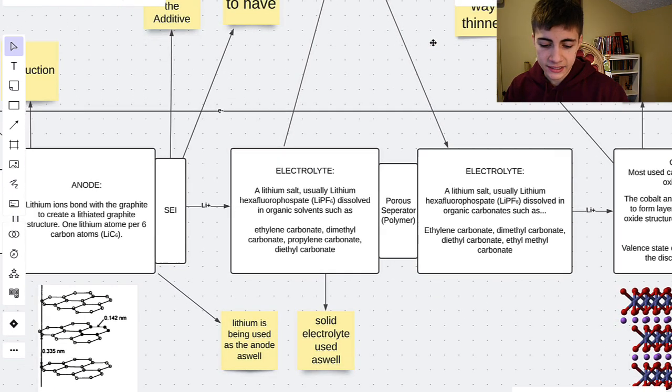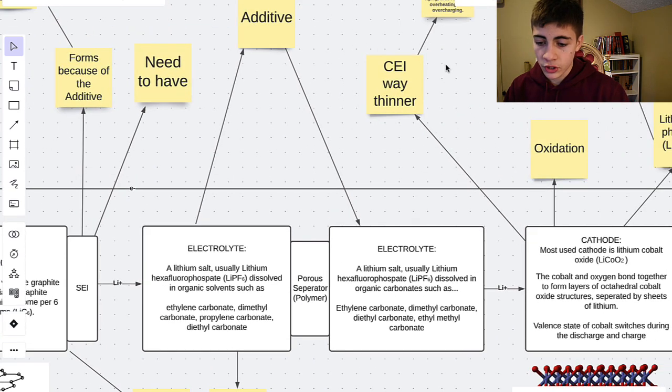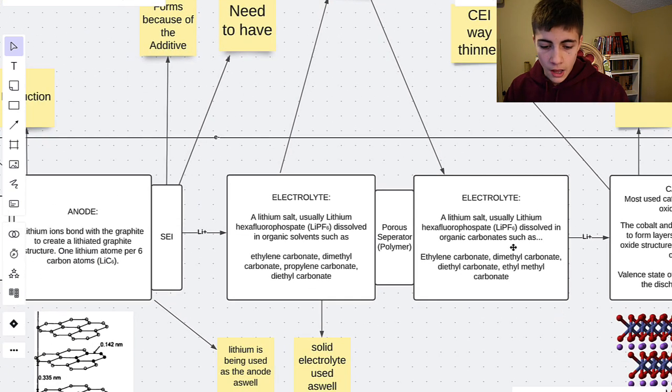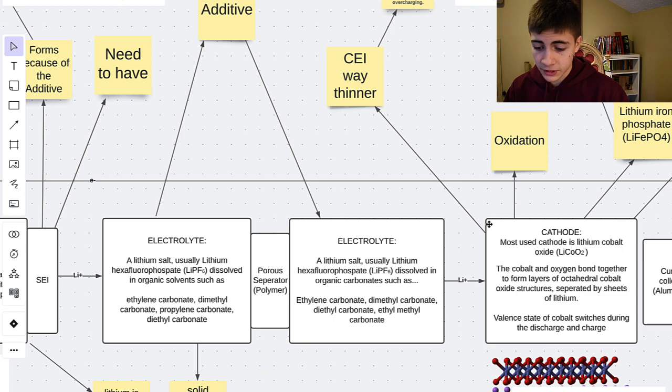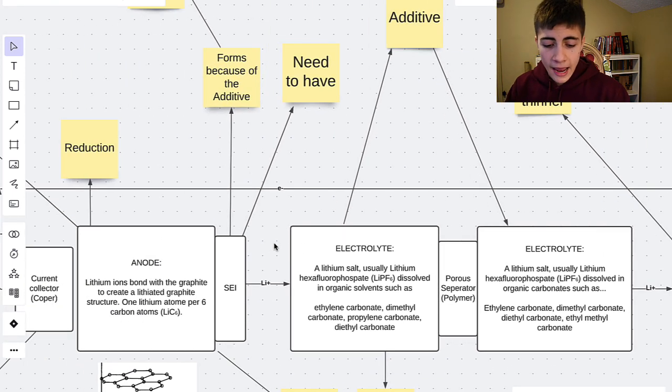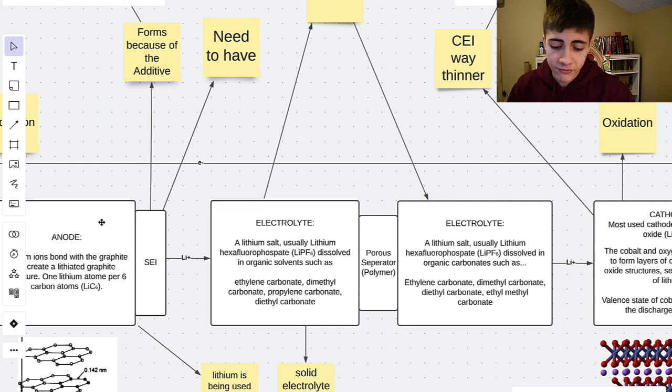It forms the SEI. The SEI and the CEI, for the cathode, are different. The CEI is way thinner, and the SEI is a bit thicker. Basically, there's a protective film over the cathode and over the anode that is formed when the organic solvents and the additive react with the anode and the lithium ions. This protective film extends battery life to thousands of cycles.